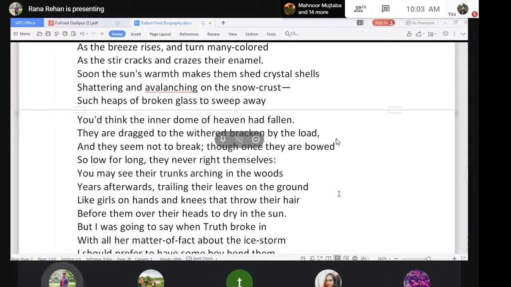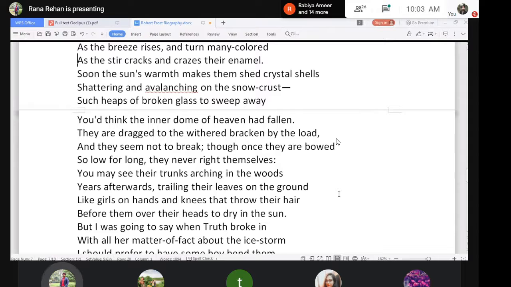And then there is another thing, you can see that they never right themselves. This is a personification. If you remember, personification is to give an inanimate thing the qualities of a human being. The tree is not a human being, but you are giving it the qualities of a human being. So you are saying they never right themselves.